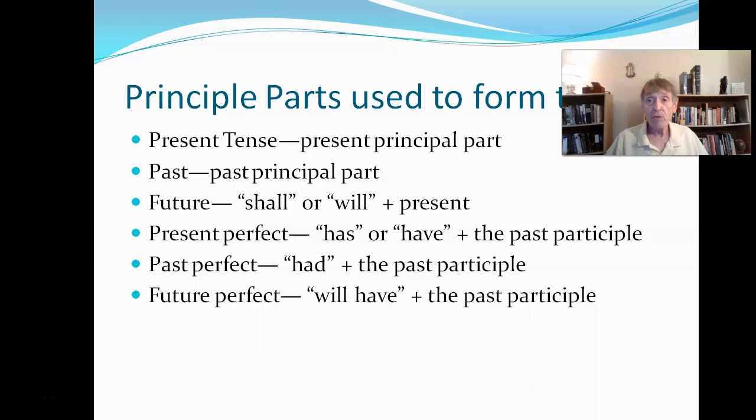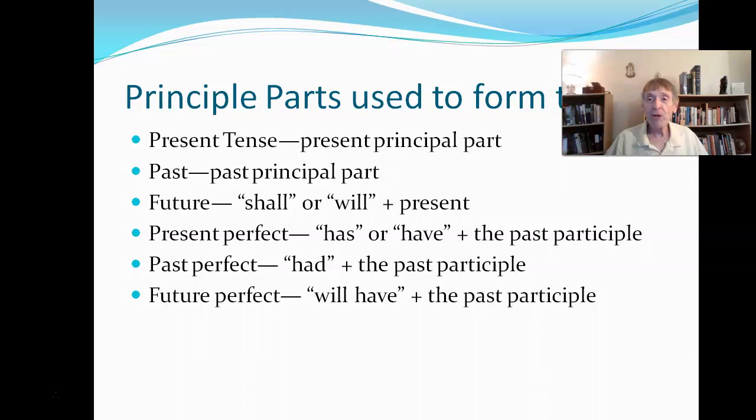Then we have the future, which uses a helping verb, shall or will, plus the present principal part. So, I will help. Okay, help is the present principal part of the verb to help. We have then a series, or actually 3 tenses, which we call perfect. Perfect is not a judgment of quality in any sense. The perfect tenses have no advantage in quality over the simple tenses, which are the present, the past, and the future.